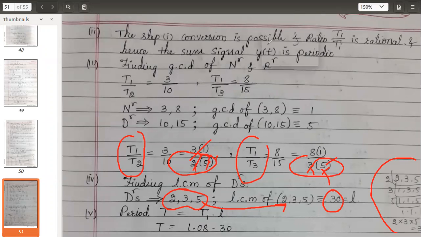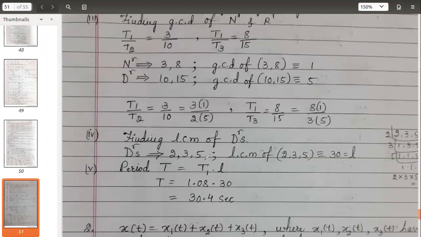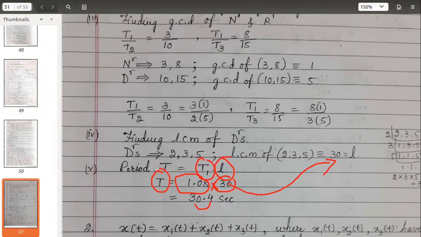So it is finally the fifth step. The overall time period is the first time period into the LCM. The first time period is 1.08. This dot indicates multiplication. The LCM is, just now we have got it as 30. So 30 into that, use the calculator, and you will get 30.4 seconds. This is the overall time period of your signal y of t.